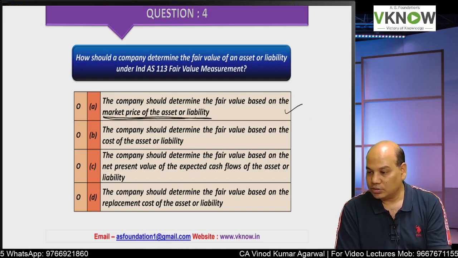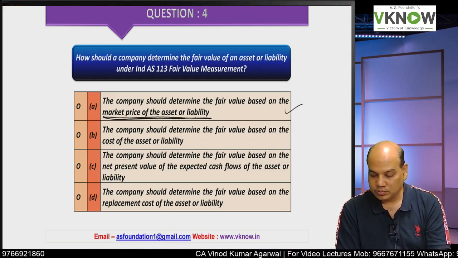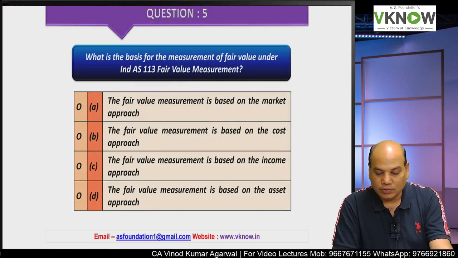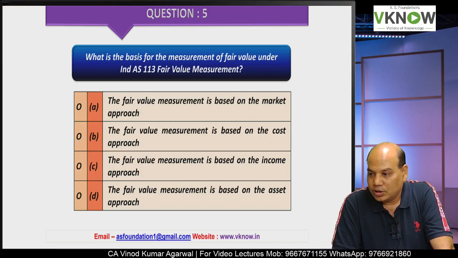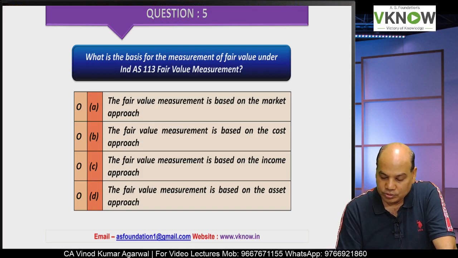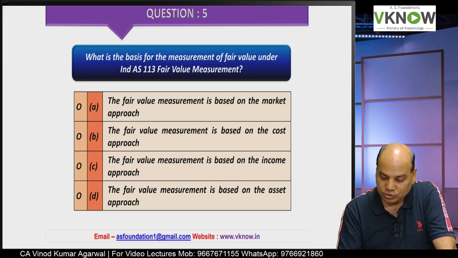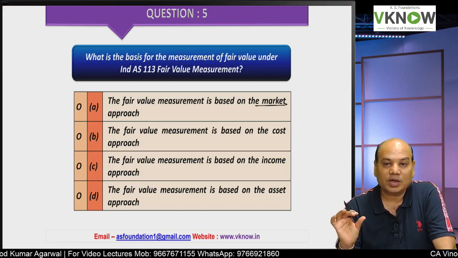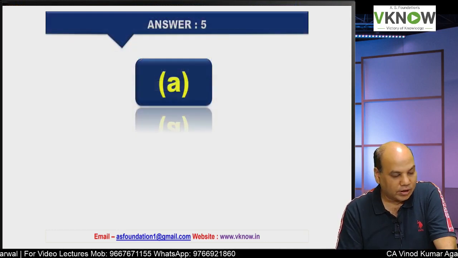So if you have to really choose one of the 4 options, the first option, level 1 input, is market price, option A. Now next is one more question. What is the basis for measurement of fair value under Ind AS 113? Basis for measurement of fair value. It is based on market approach, based on cost approach, based on income approach, and based on asset approach. Market approach. From market participant point of view, we check the fair value. So again the answer is A.